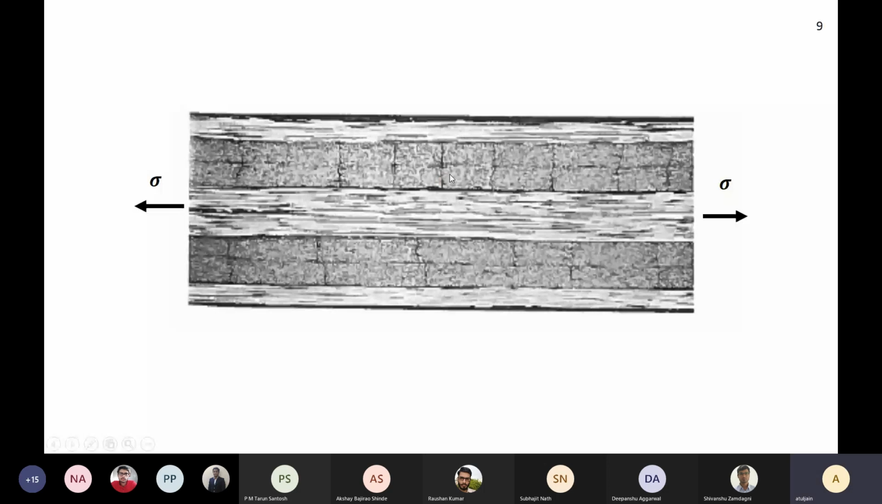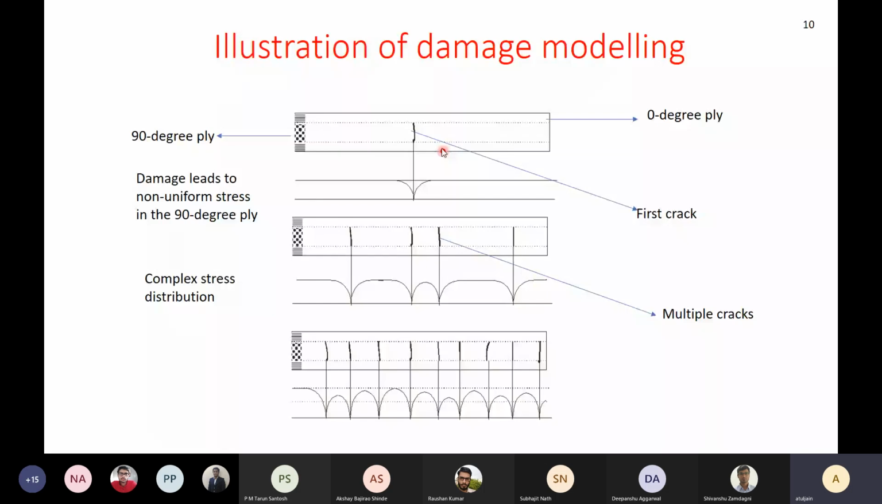So imagine that this is my composite, 0 at the top and bottom, 90 in the center. A simpler drawing of the picture that I just showed. Now you apply load in the 0 direction, in the direction of this arrow. First of all, you will see cracks in the 90-degree plies. Where there is a crack, the stress distribution is going to be like this. Away from the crack, it is still going to take as much load as it takes, but at the crack, it is tending to 0.